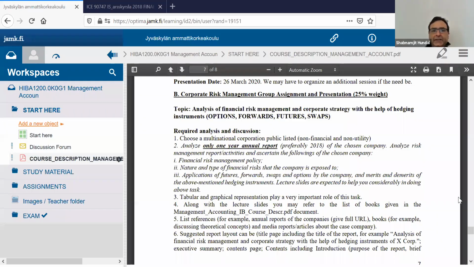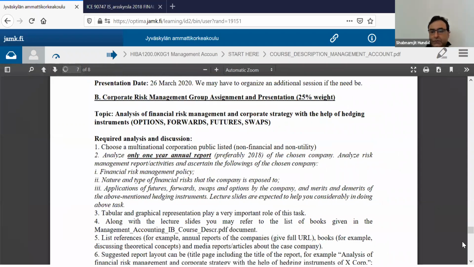First of all, I want to discuss with you the instructions about the second assignment, which are in the course description PDF file in the Start Here folder in Optima. So let me share the screen with you, which is this. So this is the second assignment. I hope you can see it. I can make it slightly lengthier so that you can see it.